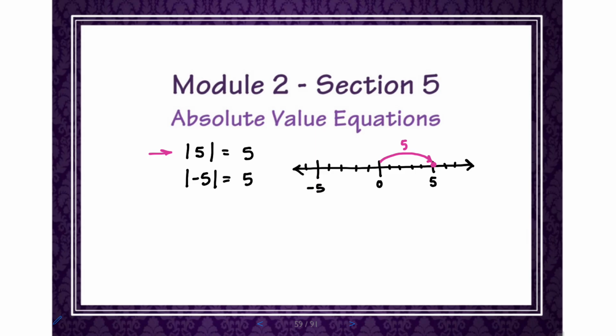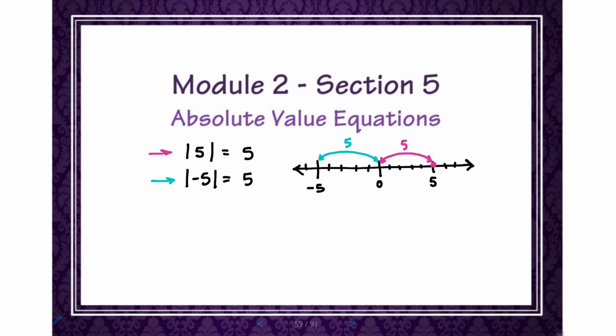And remember, we're only counting spaces. So I could count backwards, I could count forwards, it doesn't matter. How many spaces are there? There's 1, 2, 3, 4, 5. Just counting. Okay, now the negative 5, how far away from 0 is negative 5? We have 5 spaces again. 1, 2, 3, 4, and 5. No matter which direction you count, you're going to have 5 spaces.